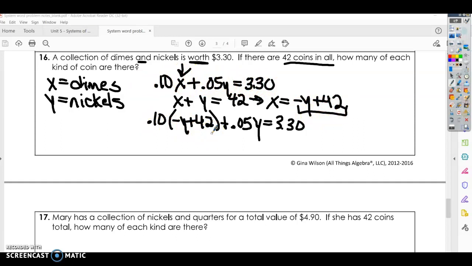Now we have to distribute. Alright, so we've got 10 cents times negative Y, so negative 10 cents Y, and then 10 cents times 42, so you're going to move the decimal, so it's going to be $4.20. And both of those are plus, so there's a plus there. And then plus 0.05Y equals 3.30.